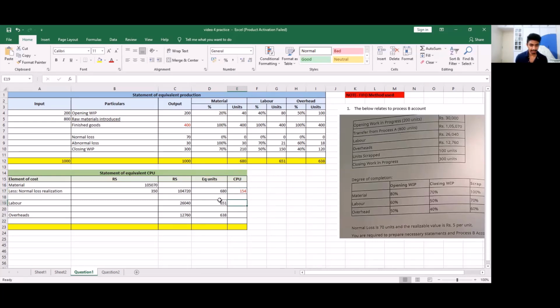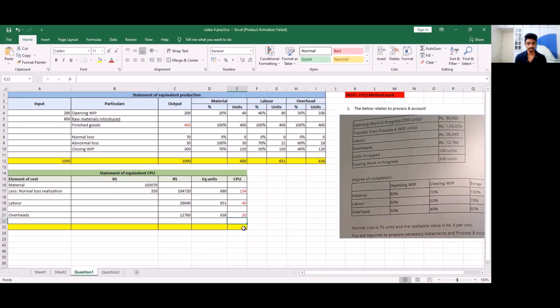Next, we calculate cost per unit for labor, which is 26,040 divided by 651. Here we get 40. Here, through our example, it simply means that it costs 40 rupees to stitch buttons onto one shirt. And finally, we have our overheads, which is 12,760 divided by 638. We get 20. So these are our cost per units for different parts of the process.